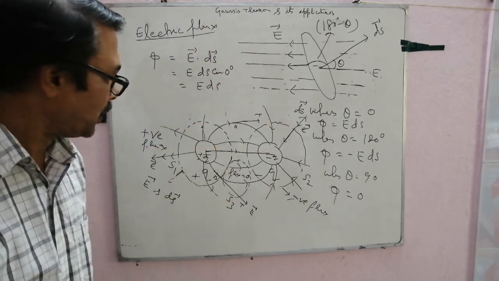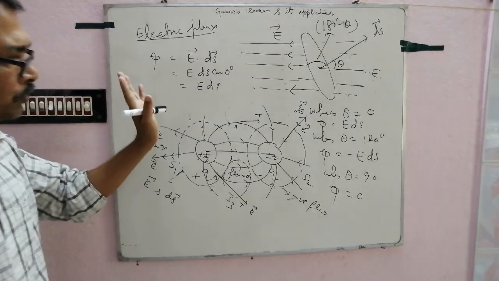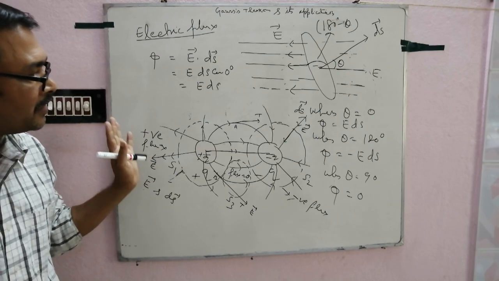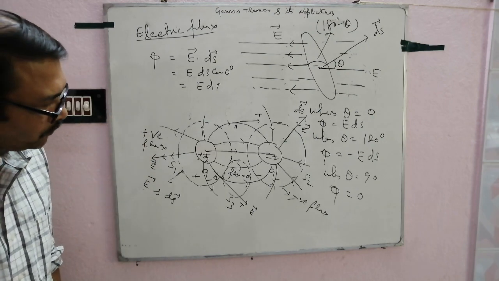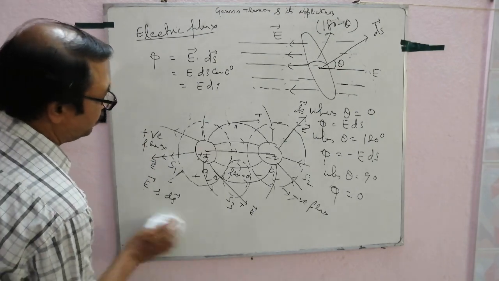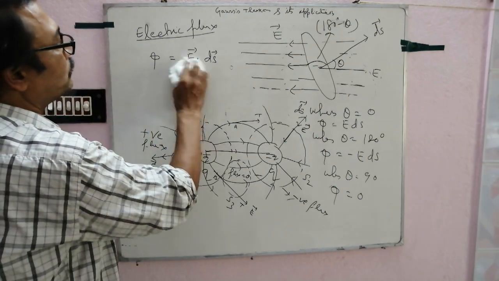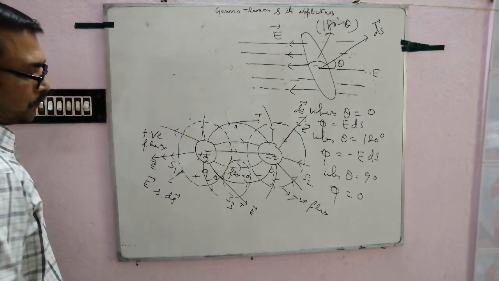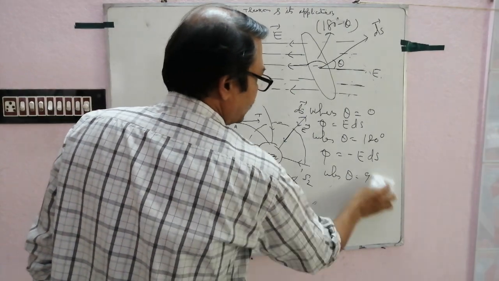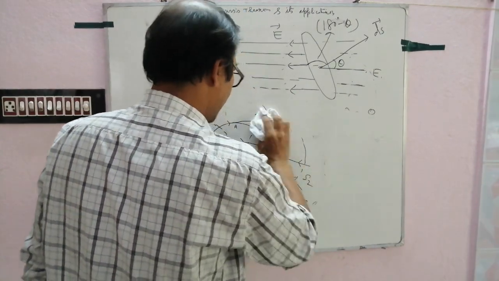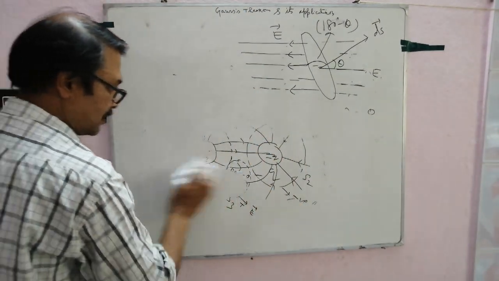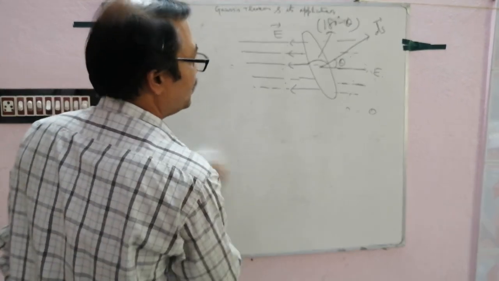Now we discuss Gauss's theorem. Okay, follow. I think it is clear to all of you. Okay, next time. So we understand what positive flux and negative flux are.